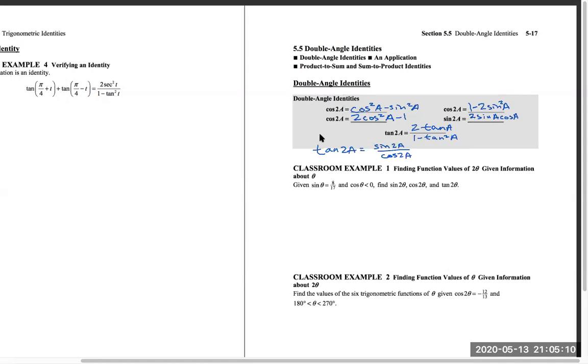All right, so we'll do classroom example 1. You're given sine theta and the quadrant for cosine theta. You want to find the double angle formulas though. So sine 2 theta, cosine 2 theta, and tangent 2 theta. So first thing is to figure out which quadrants we're talking about here for theta.